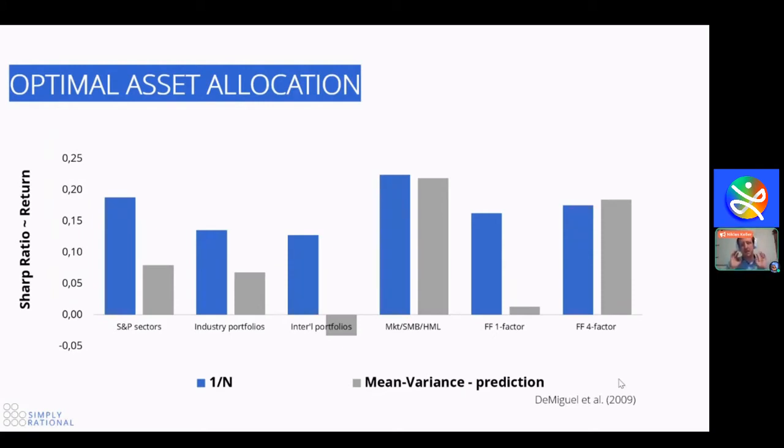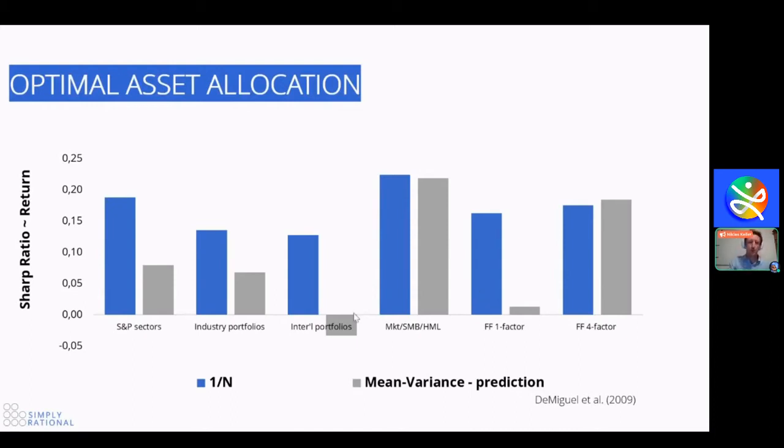They looked at 13 or 17 different markets. So here we have the Standard and Poor's index, industry portfolios, international portfolios, some tech markets, FF1, FF4, and so on and so forth. And they wanted to see which of the models, 1/n or the mean variance model, performs in prediction, not in data fitting. Both models got, I believe, 10 years of stock data, and then they made their decisions.